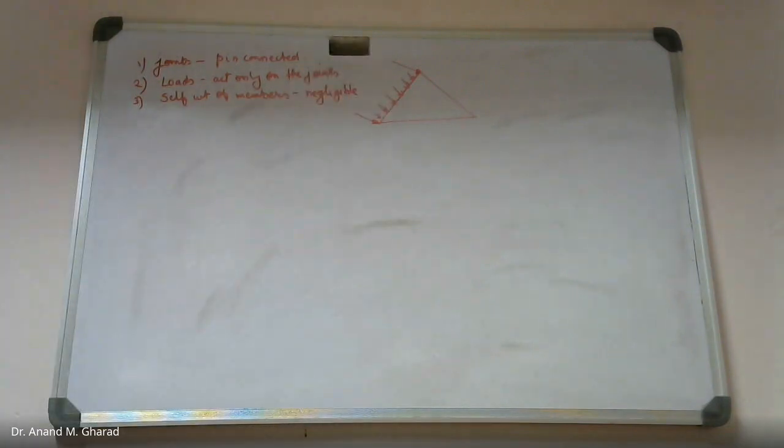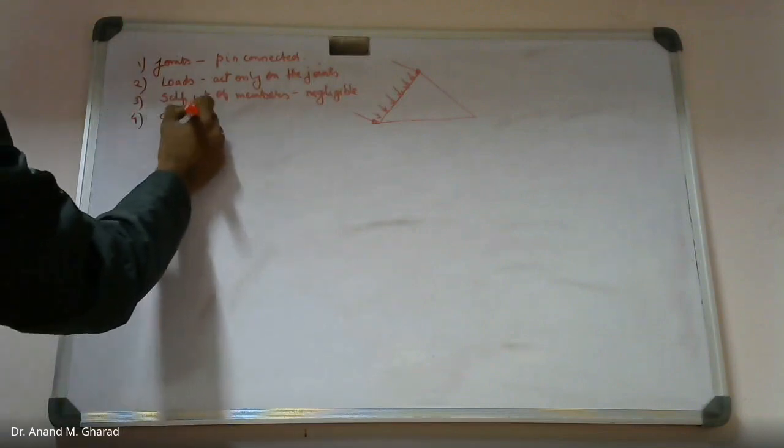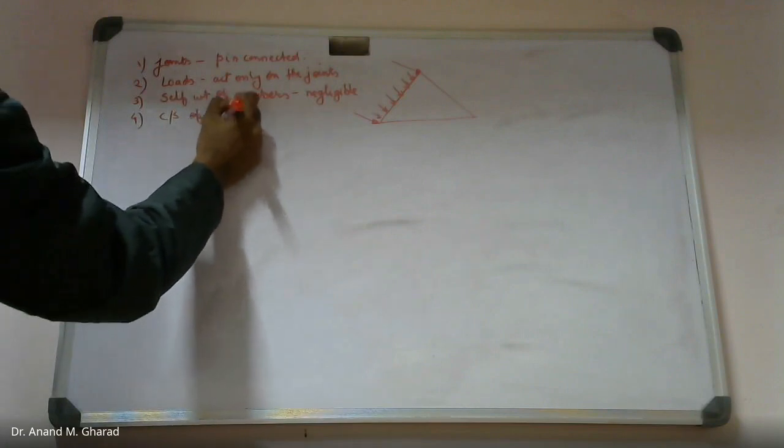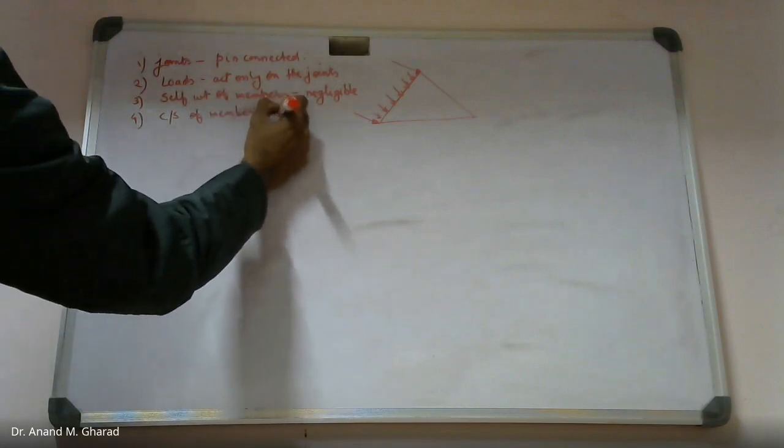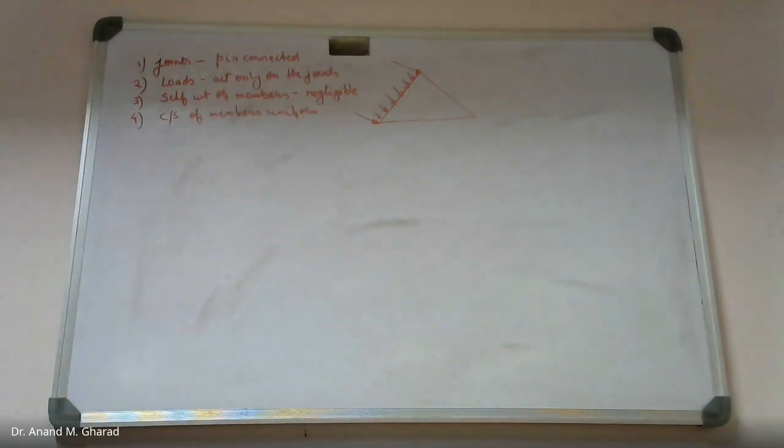So weightless. And the cross section of all the members is uniform. These are a few assumptions, and based on these assumptions, you are supposed to analyze the truss.